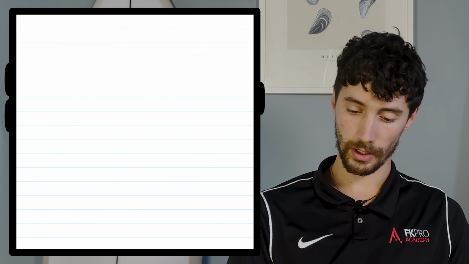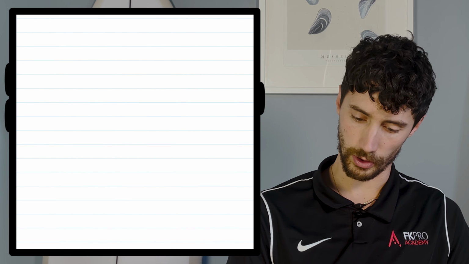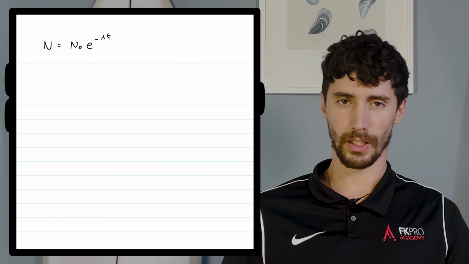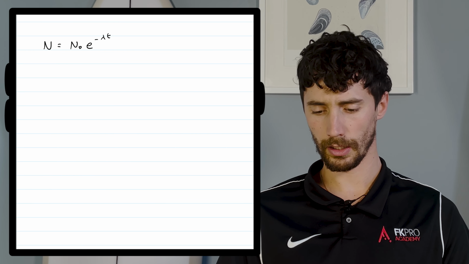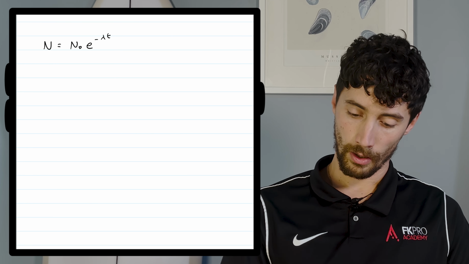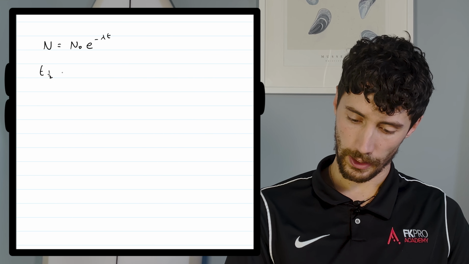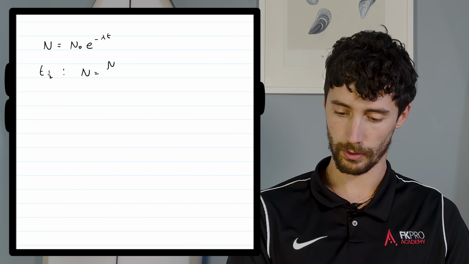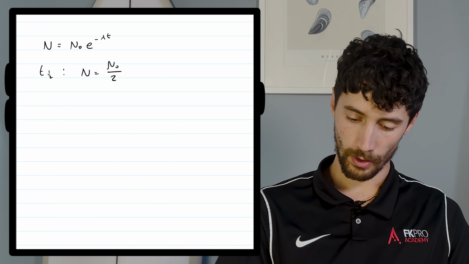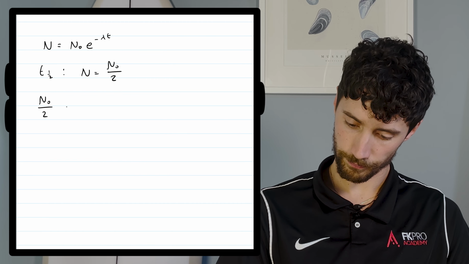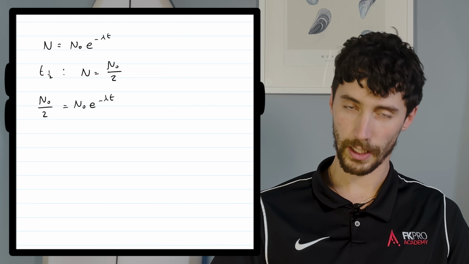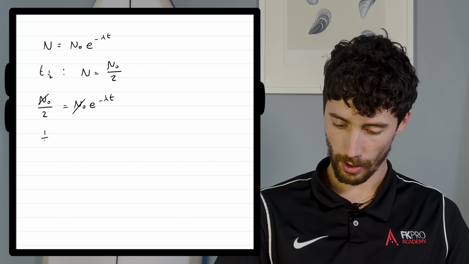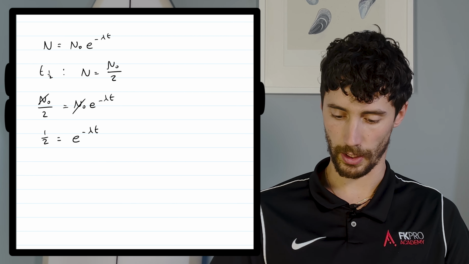So in nuclear physics, we know that the number of original nuclei left is equal to the number of original nuclei at the beginning times e to the minus lambda t. Our half-life is the time it takes for that number to halve, i.e. N becomes N0 over 2. So if I sub that into my equation, I get this, and you can see there's N0 on both sides, which we can cancel. So a half is equal to e to the minus lambda t.